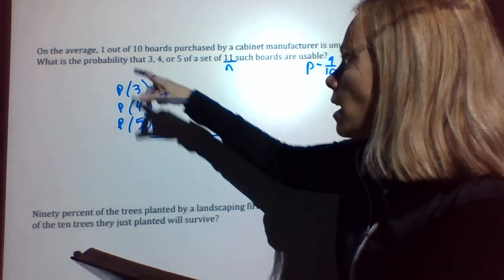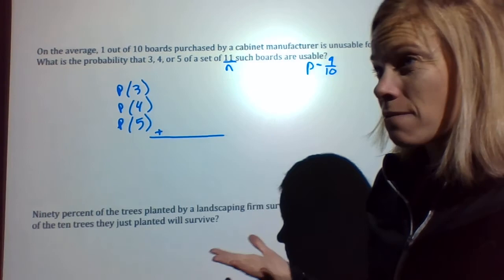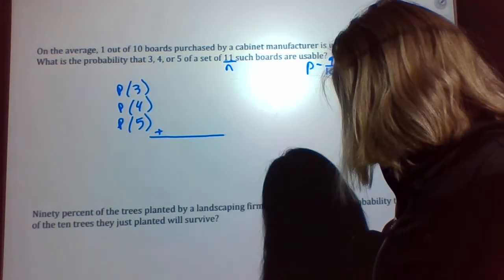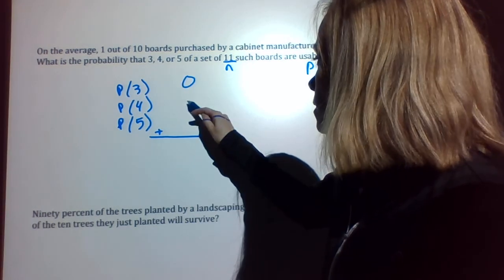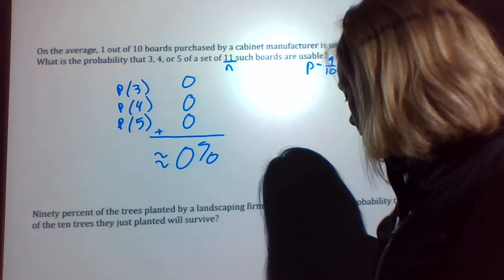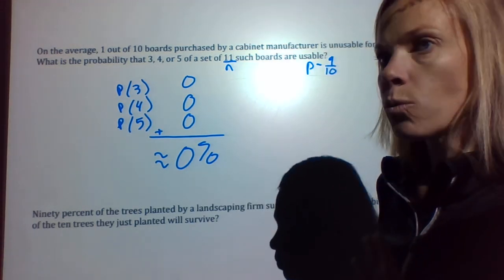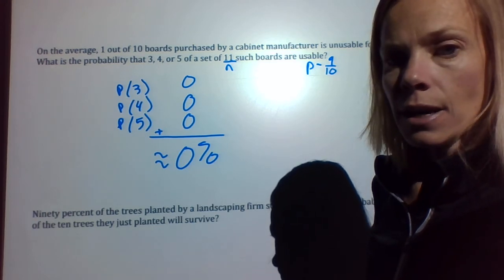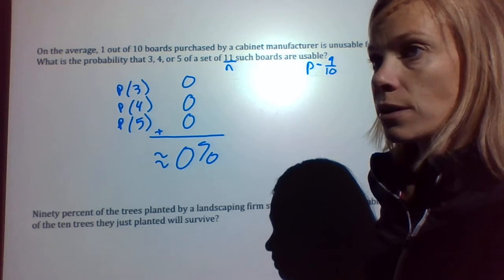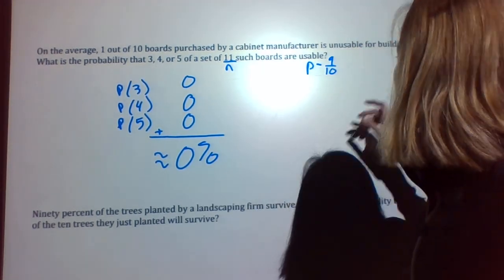If only 1 out of 10 are bad, to only have 5 good boards would be very unusual. So we'd say 0, 0, 0, so approximately 0%. We're not going to say it is 0%, we're going to say approximately 0%. That probably won't happen, right? If I have 11 boards, only 5 of them being good probably won't happen, and that makes sense. Let's try another one.